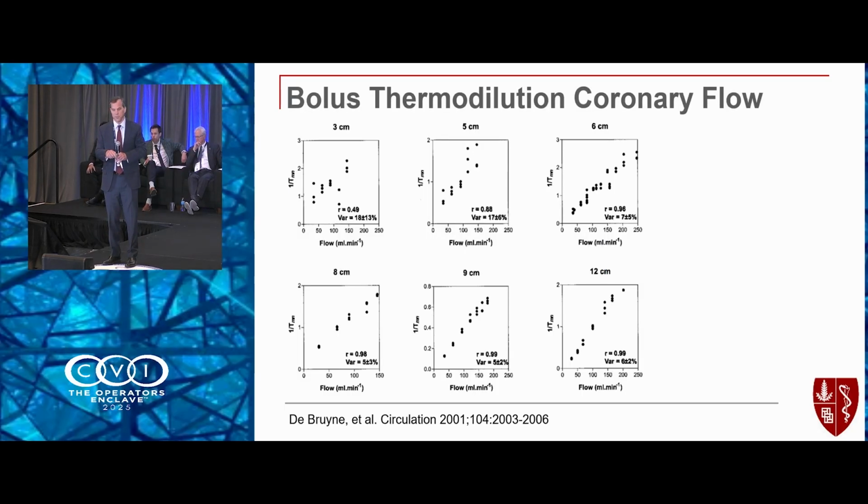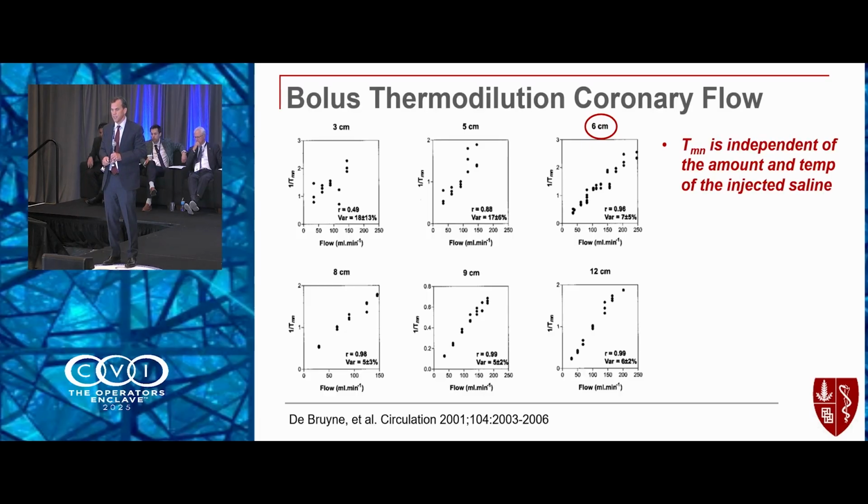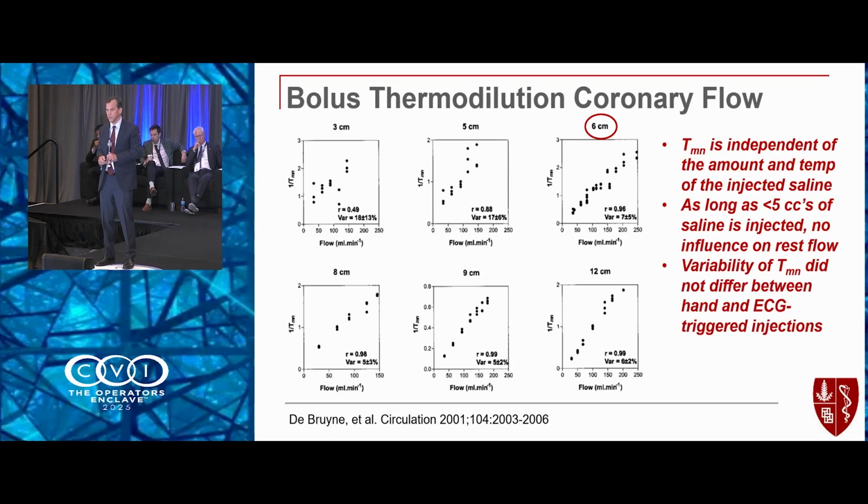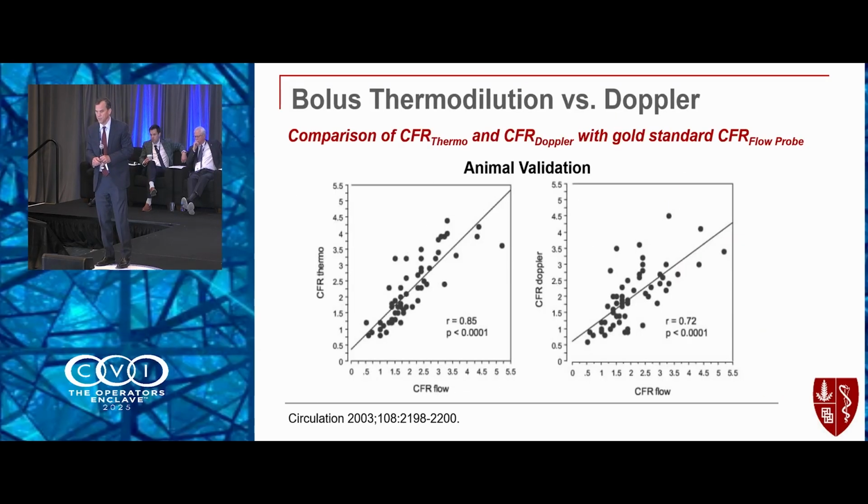As far as the bolus thermodilution, that's what I'll focus on. It was validated in an in vitro and animal model, and it was shown that having the wire at least 6 centimeters down the vessel is important. It also found that it's independent, like I said, of the amount and temperature of the injected saline. As long as you use less than 5 cc's, there's no effect on resting flow. The variability of the mean transit time did not differ between hand or EKG triggered injections, so generally we just do a hand injection. It's recommended that we do 3 boluses at rest, and then that's averaged, and you do 3 during hyperemia.